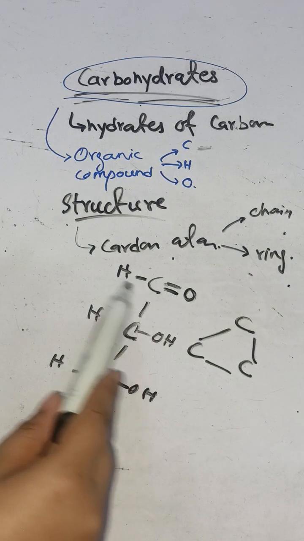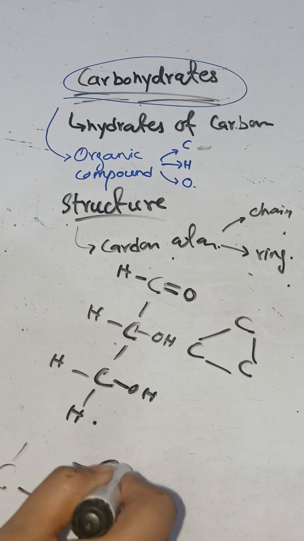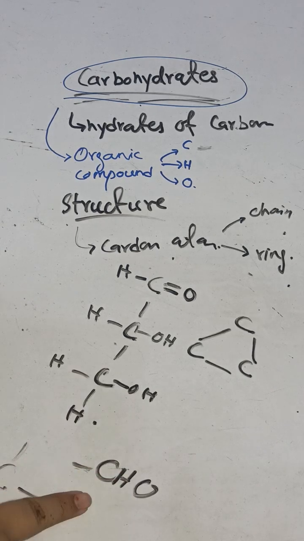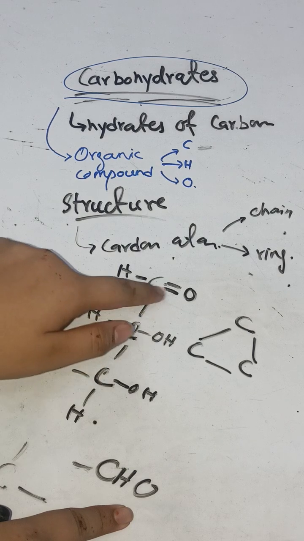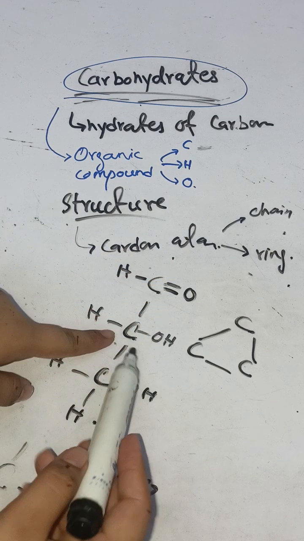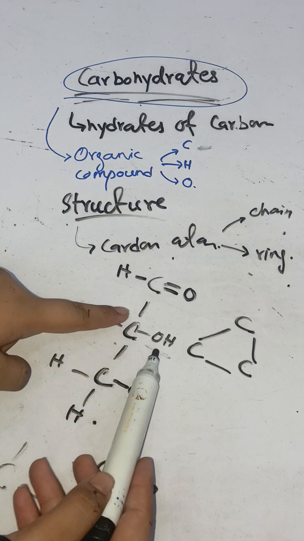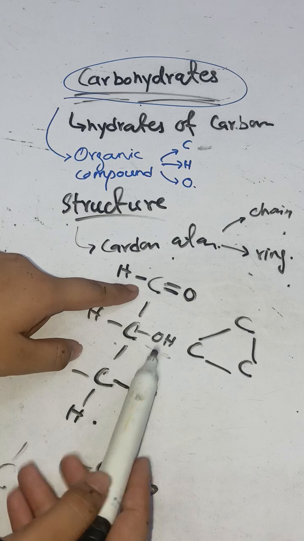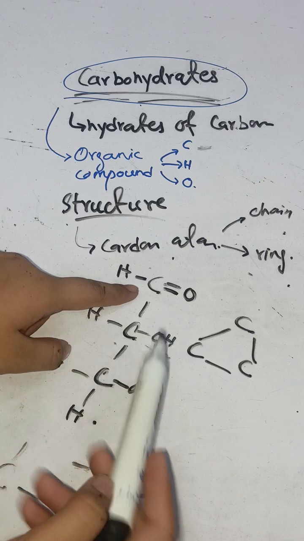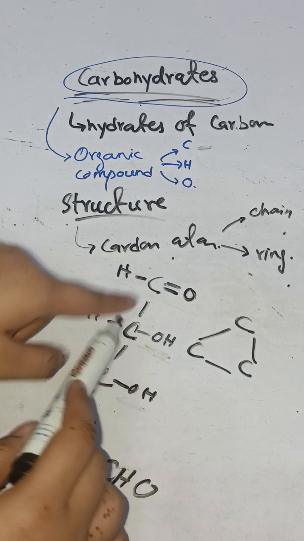So first, from the first carbon, I have attached the aldehyde group. So this is the aldehyde group. Aldehyde group is like HCHO. One is carbon, one is hydrogen, another is oxygen. Oxygen is attached with the carbon with a double bond. With the second carbon, I have attached the hydroxy group. One thing to remember: in the chain of carbon, only the first carbon always contains the aldehyde group, while the other carbons contain the hydroxy group. Okay, this is the hydroxy group.